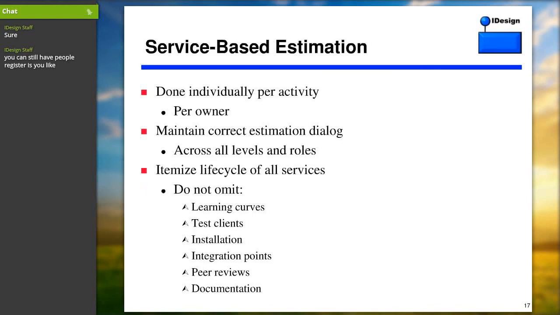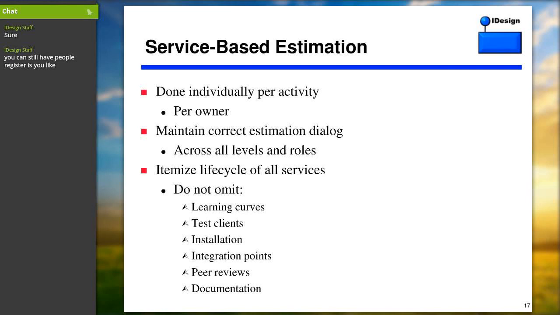Then there's a whole world of service-based estimation, where you really want to estimate per activity in the project. So it can be per activity, per owner. If you know somebody's going to do a particular service, you need to get an estimation from that guy. There's something I call the estimation dialogue. You never want to land an estimation. You don't want to say, you have 2 weeks, because whatever answer the guy gives is going to be wrong. If he says yes, well, they just agreed to something. They have no idea what it's about. If they said no, they keep saying no.